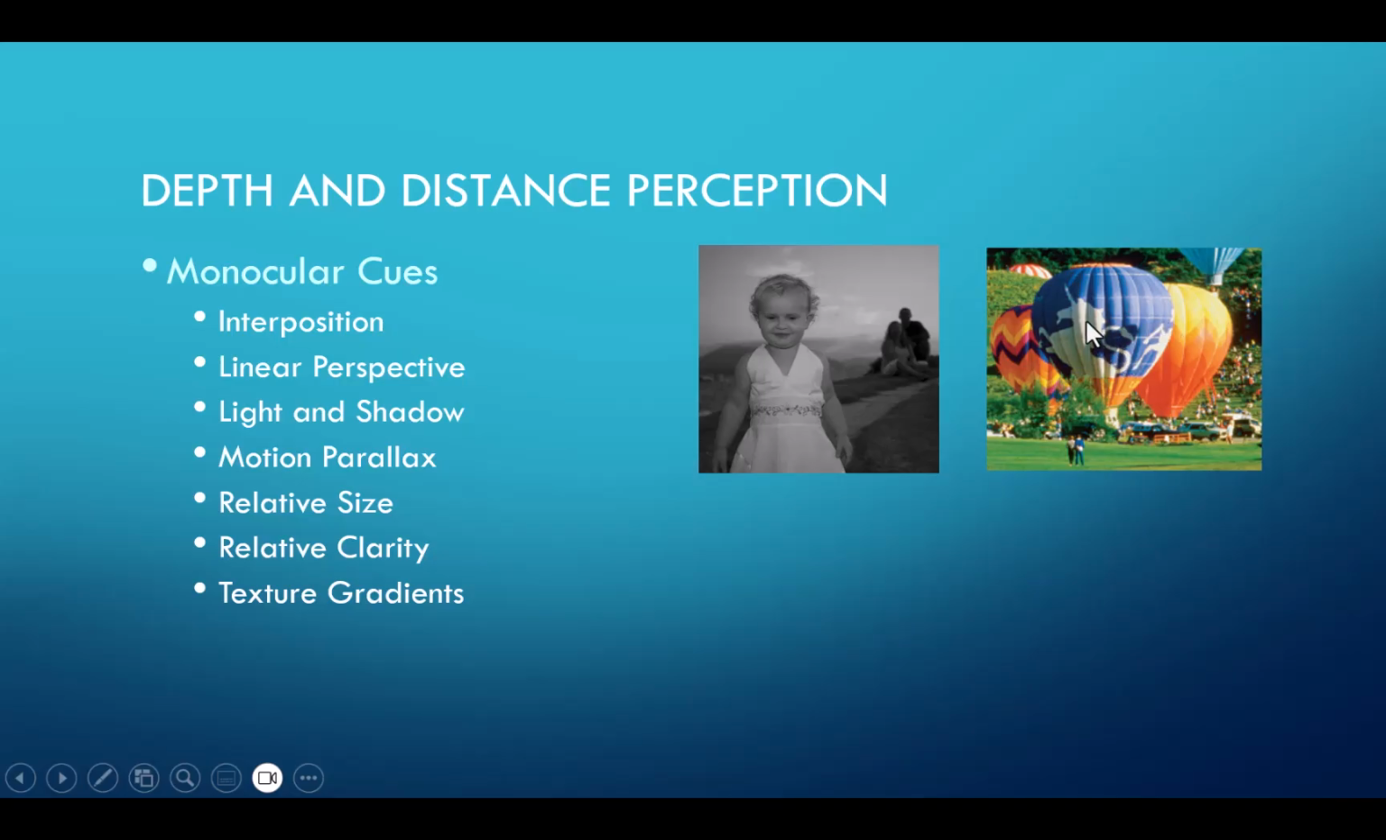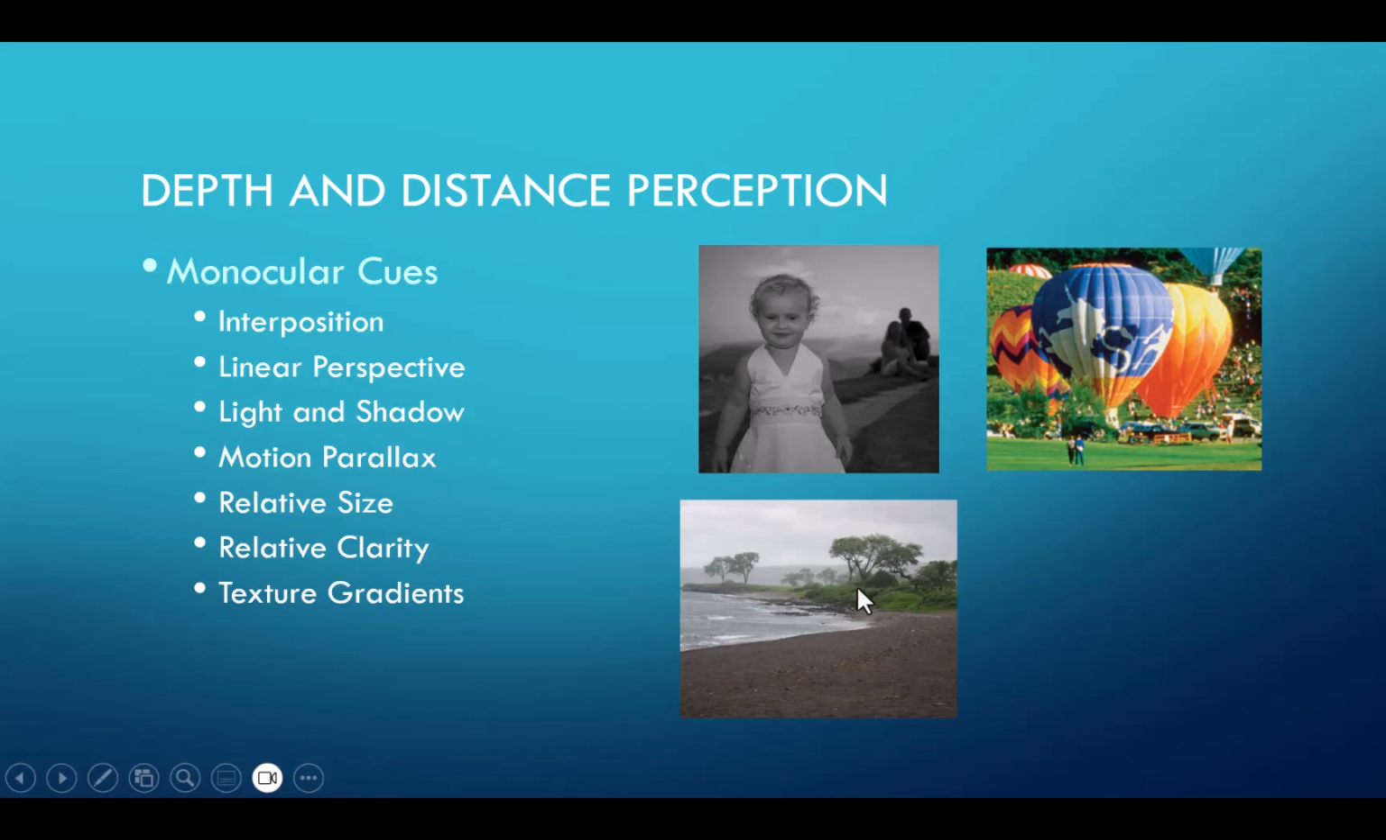So here are these helium balloons. This one is in front of the other one. It's blocking the other one, so our brain perceives it as being in front of the other one. These two are blocking this one. There's interposition. Therefore, these must be closer than this third balloon. And again, you can see relative clarity, texture gradients at play here.